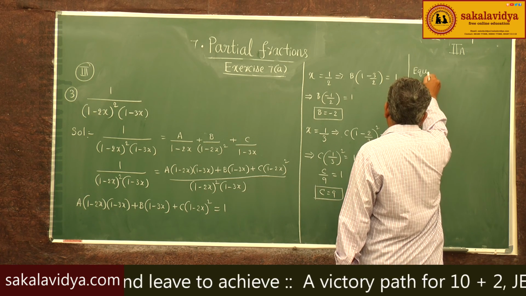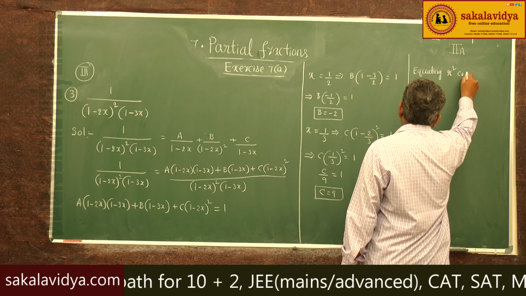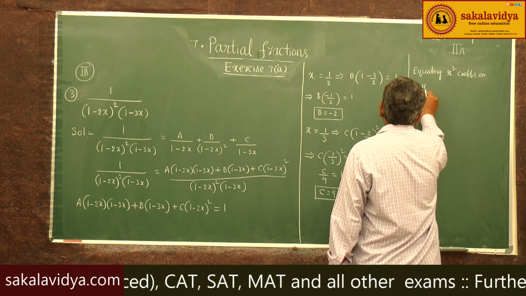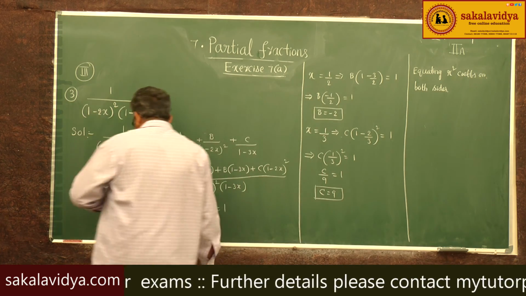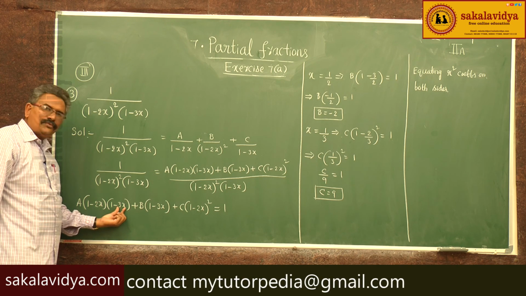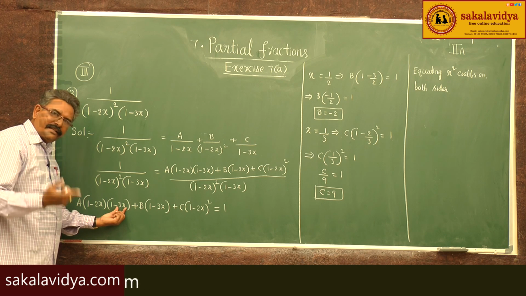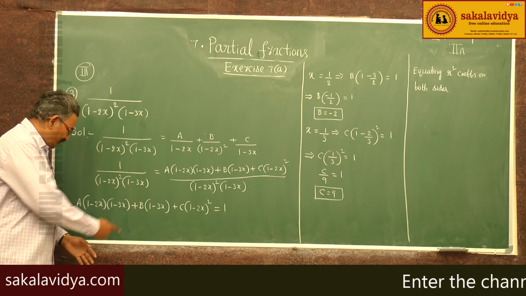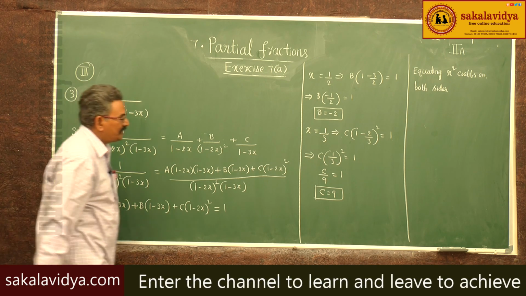Equating x square coefficients on both sides. Here very carefully we have to do it in this problem, because minus 2x into minus 3x is 6x square, and again this 6x square is multiplied by a. So, we get 6a x square. So, in the first term x square coefficient is 6a. So, 6a write down.